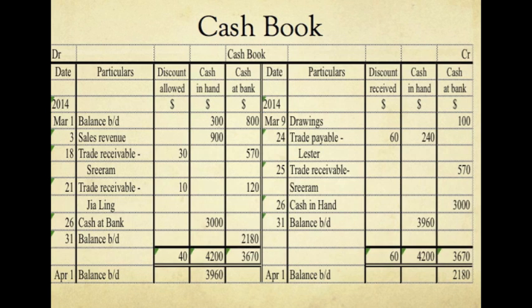Basically we don't really need to fill in the cash book, but what we need to know is how we interpret the cash book. Let's take an example. On 3rd March, there was a sales revenue of $900 cash in hand. So probably this is a cash sale of $900, and we put it in our cash in hand.